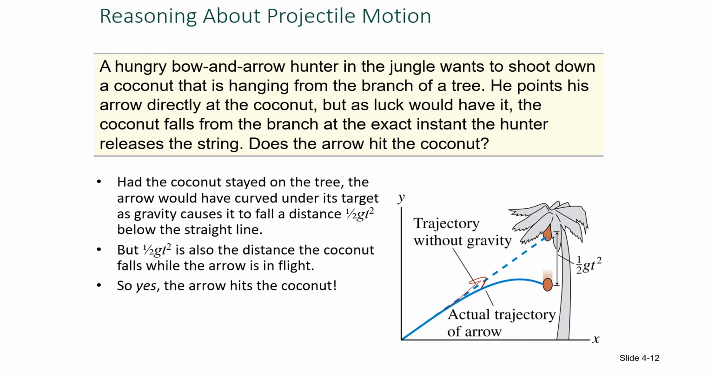Now you may say, well, what happens if you have a gun? Well, yes, the gun travels a lot faster. So it's going to get up there in less time, meaning the coconut will not have fallen that much.